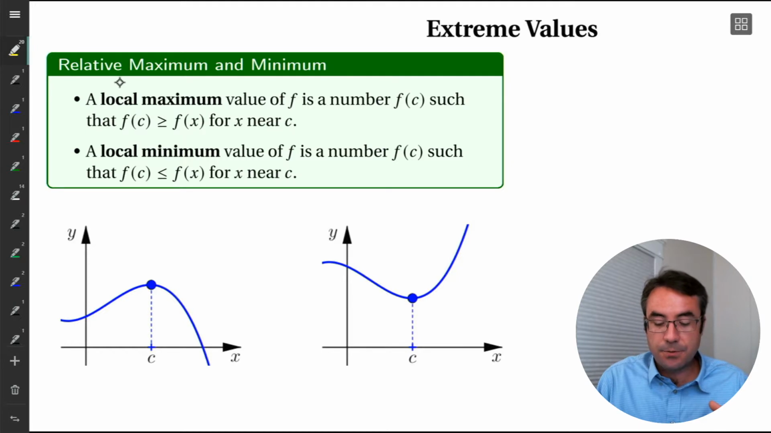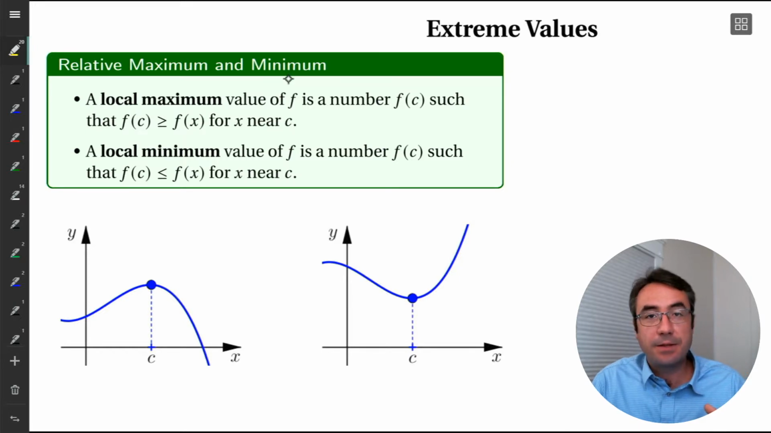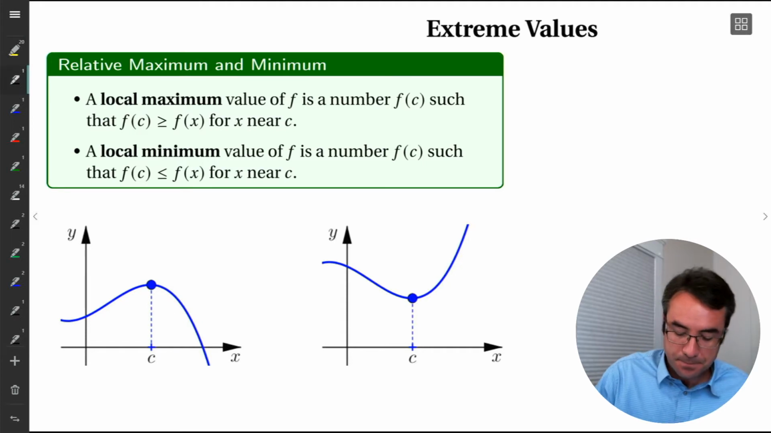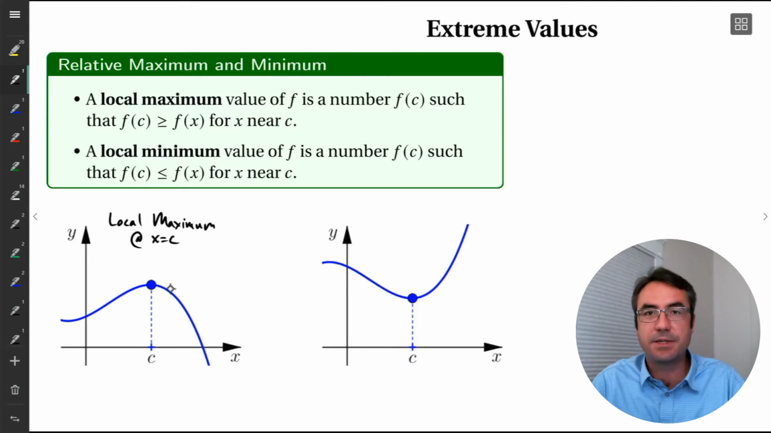So we call these the relative maximum and the relative minimum, or we might call them the local maximum and the local minimum. And they have to do with sort of a high point or a low point on our graph. So the local maximums, those are the high points. In this little example here, this first graph shows what a local maximum might look like. So this is a local maximum at x equals c.